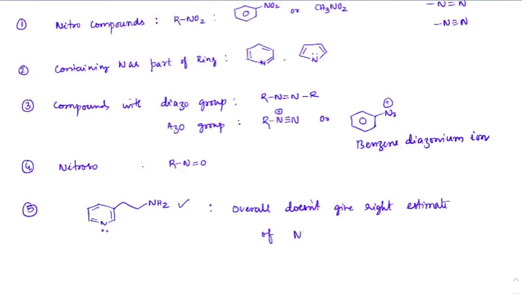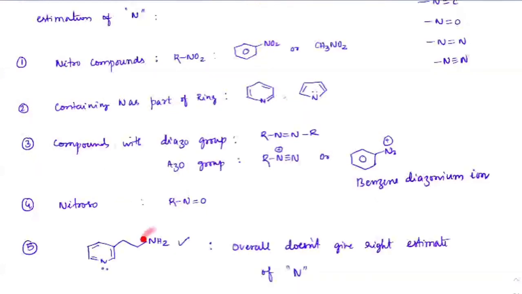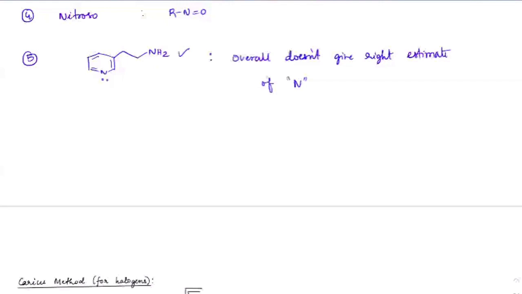So this is also taken as a negative form for Kjeldahl's. Understood? Don't think that since there is one NH2, I should take this answer. No. All the nitrogens must have the form where everything converts into ammonium, or else they will not give Kjeldahl's method, because this is an estimation of nitrogen. Every nitrogen atom should be estimated. Now that's about Kjeldahl's method.